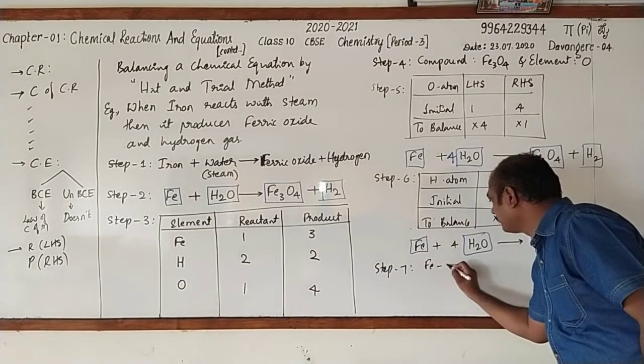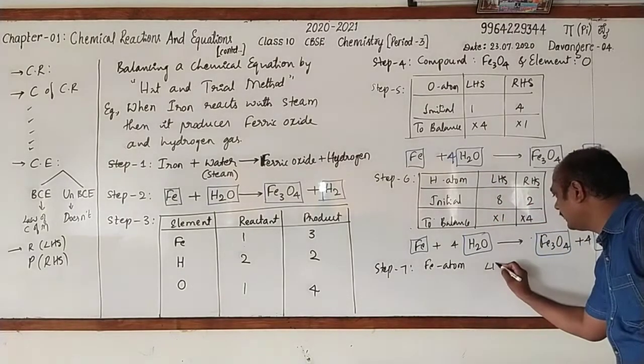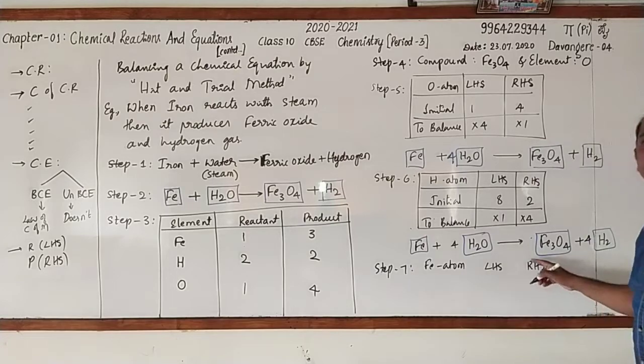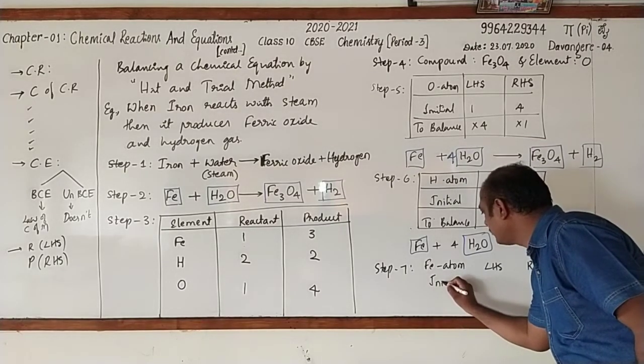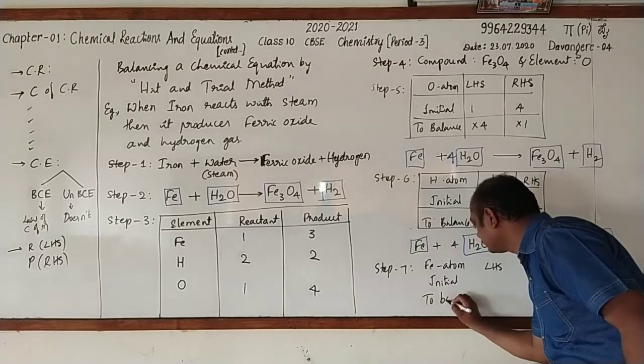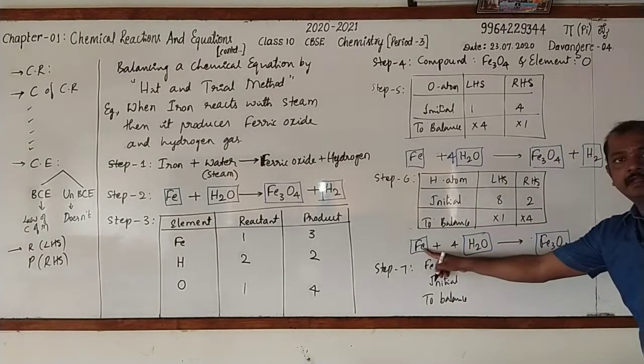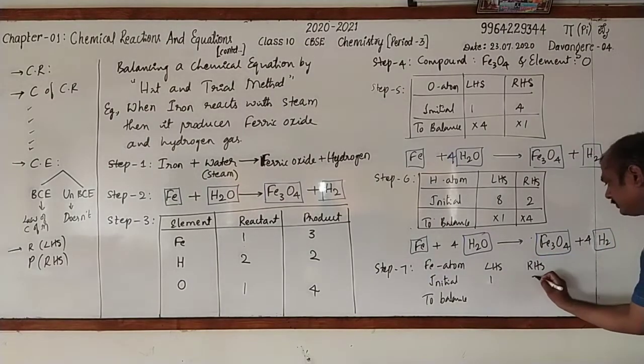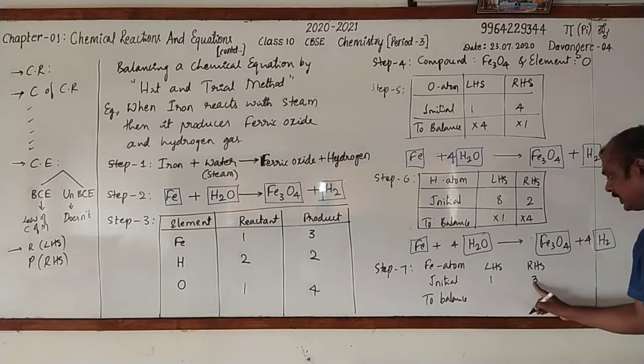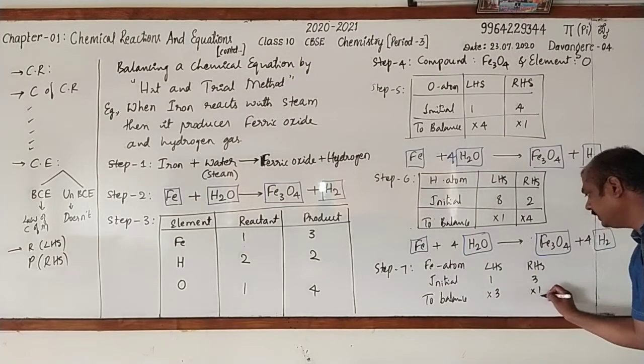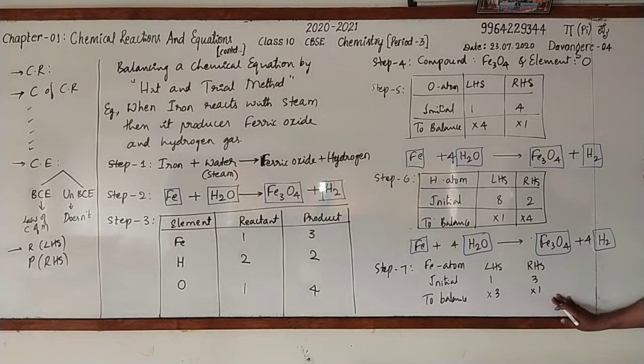Iron atom, then here LHS and this is RHS, that is product side. Here initial, then to balance. Here I'll write initial. How many iron atoms are there? 1. Here 3. Now what should be multiplied with 1 to get 3? It is into 3. Here into 1. Here I am going to write it. That is Fe plus 4H2O gives rise to Fe3O4 plus 4H2. Let us go for highlighting them with a box.